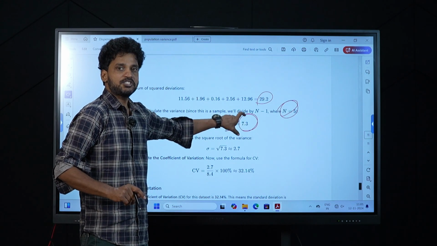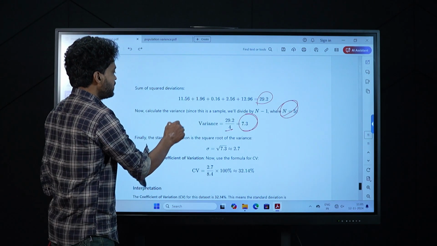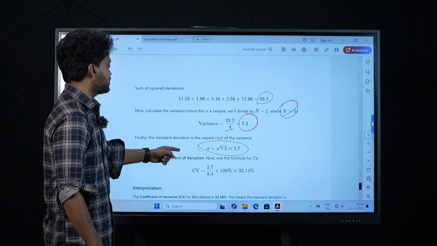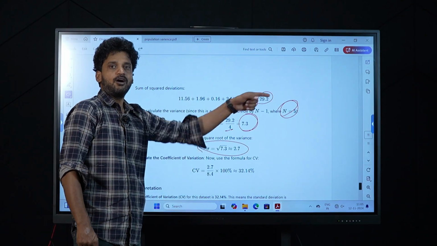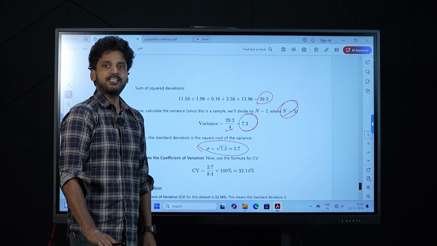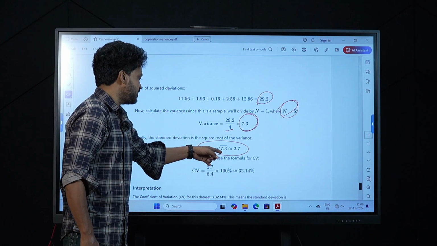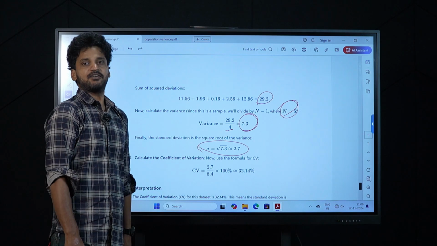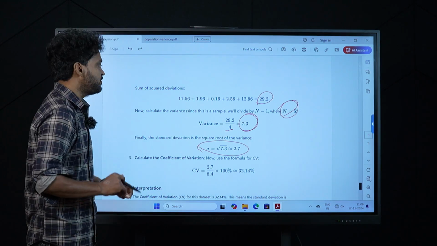7.3 is the sample variance. If you take the square root of it, you get the standard deviation. Standard deviation is the square root of the variance, and here the variance considered is the sample variance. The square root of the sample variance 7.3 is equal to 2.7. This is the standard deviation.